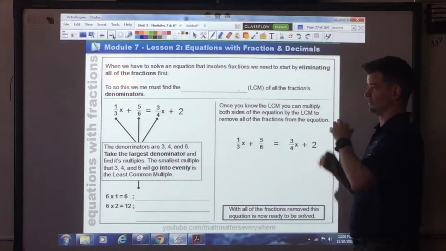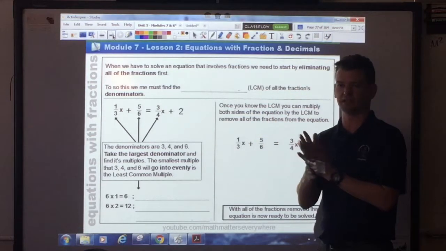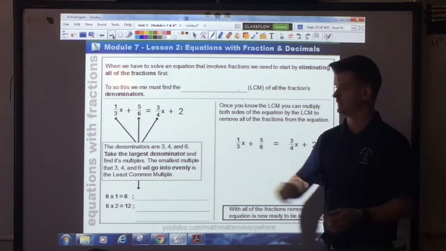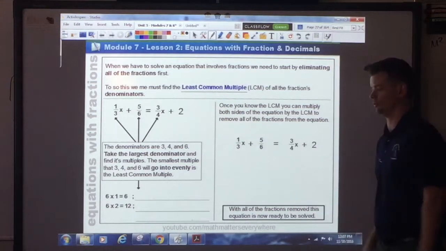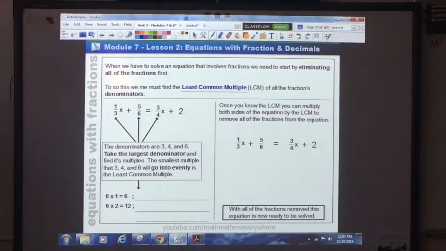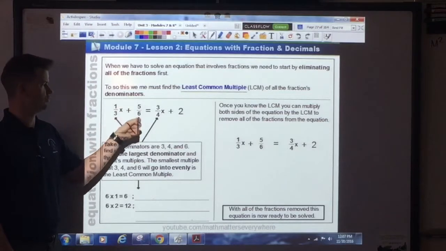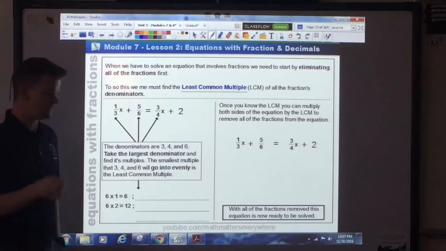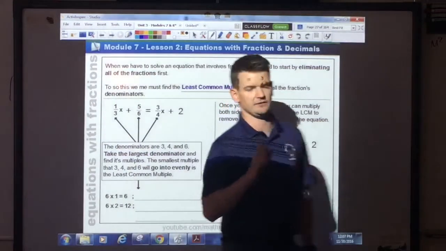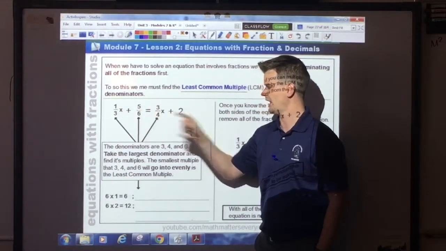Now to do that, we have to go back to elementary and remember something called the LCM, which is known as the least common multiple. The way we get rid of these fractions is by looking at all of their denominators. If you have one fraction, that's easy. If you have two fractions, you have two denominators. In this example, we have three fractions, so we have 1, 2, 3 denominators. We need to find the least common multiple of all three of those denominators: the least common multiple of 3, 6, and 4.